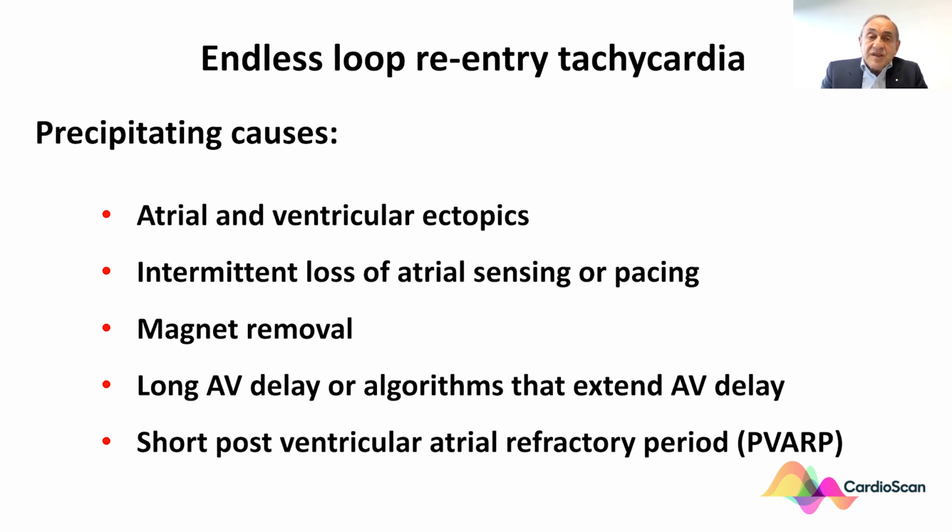The causes of an endless loop re-entry tachycardia are atrial and ventricular ectopics, intermittent loss of atrial sensing or pacing, magnet removal, a long AV delay or algorithms that extend the AV delay, and a short post-ventricular atrial refractory period so as to allow sensing in the atrium outside this blanking period.